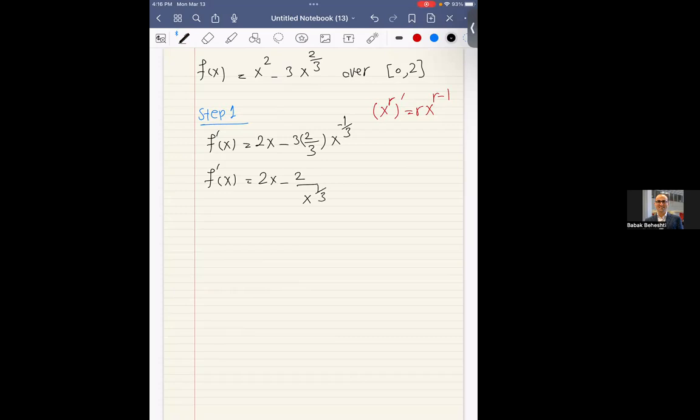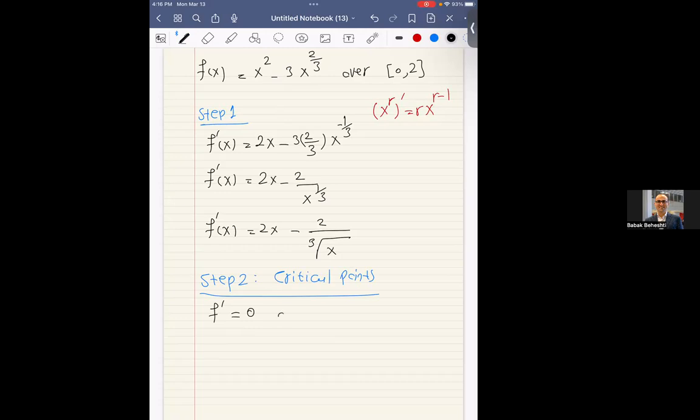Or x to the power 1/3 is the third root of x. So you can also write this as 2x minus 2 over the third root of x. Third root. That's f prime. Second step would be to find the critical points. So at what point f prime is 0?